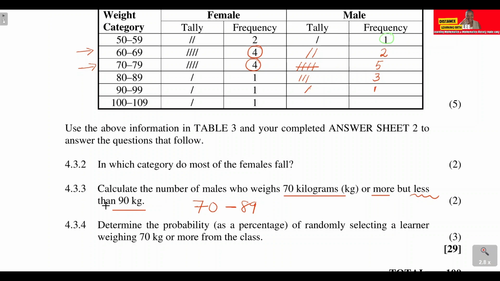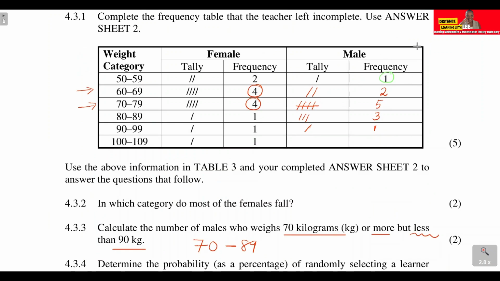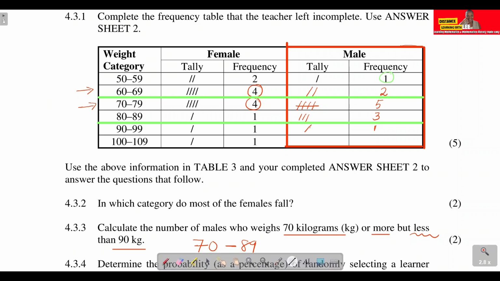Okay, so we're just going to be focusing on the males. So I'm going to highlight that so we don't become deterred when we're doing our solutions. We're just focusing on our males. Okay, and then which categories are we going to focus on? We're just going to focus from 70 going all the way up until 80. So we're just focusing on these two rows, from 70 going all the way up until 89. That's what we're going to focus on, right? So we're basically just going to count how many males we have in these two categories.